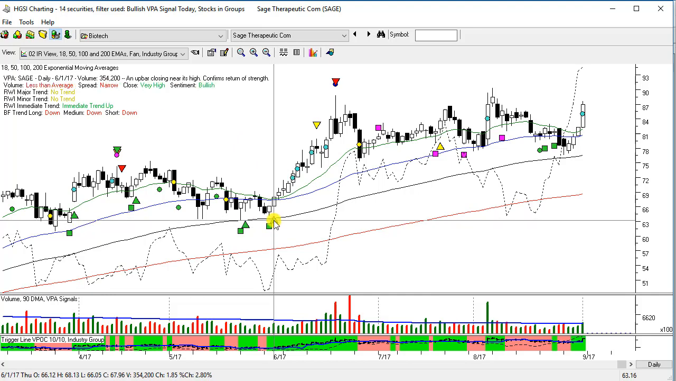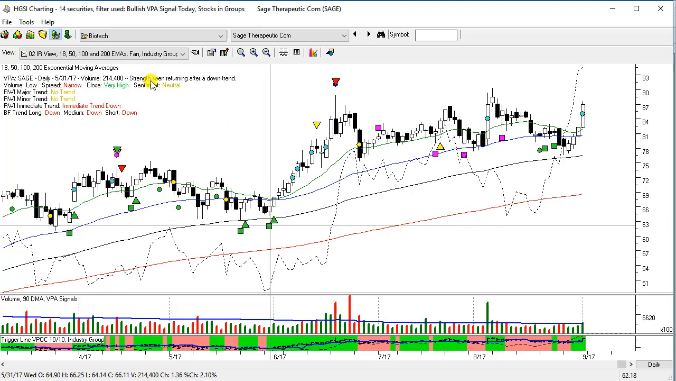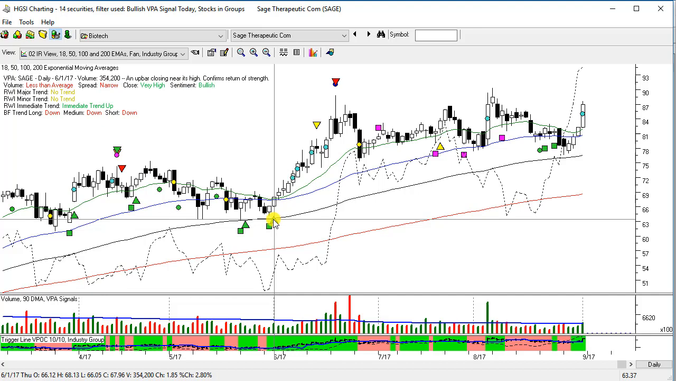And then the next day I just moved to that VPA indicator, and this is on the 1st of June. This is an up bar closing near its high, which confirms the return of strength. So this candle is confirming the VPA flag from the prior day. And remember, that was strength seen returning after a downtrend. And this confirmation is confirming that that strength was returning.